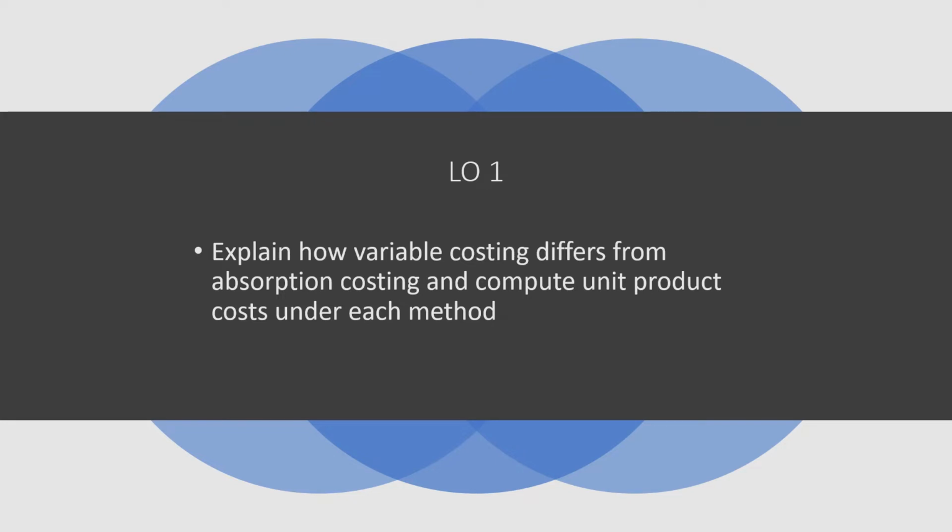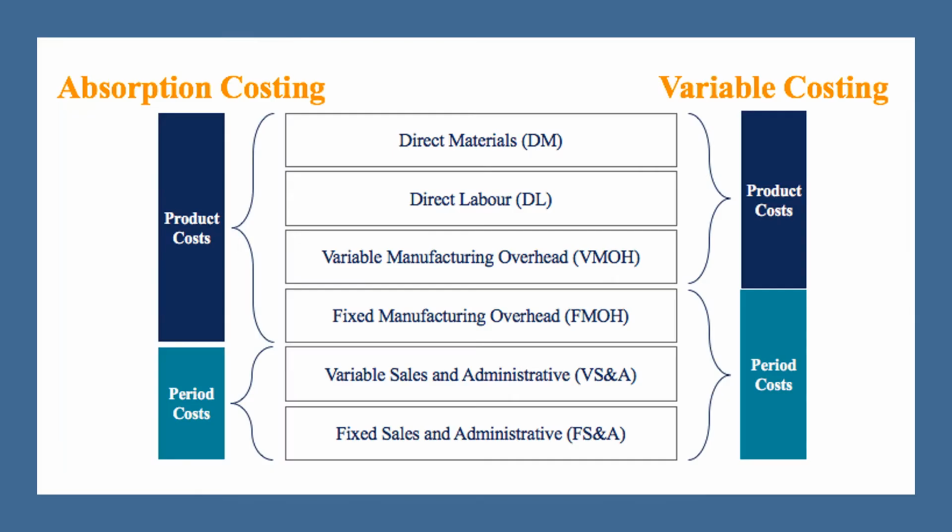Now, let us start with our first learning objective, and that is to explain how variable costing differs from absorption costing and compute unit product costs under each method. Absorption costing is also called the full cost method. It treats all costs of production as product costs, regardless of whether they are variable or fixed. Since no distinction is made between variable and fixed costs, absorption costing is not well suited for CVP computations.